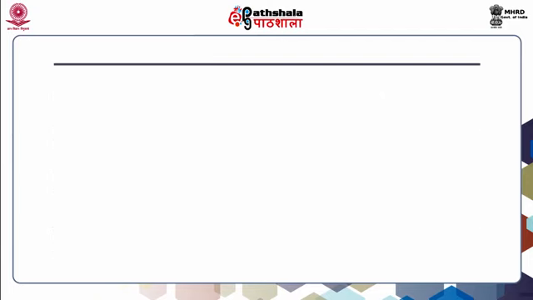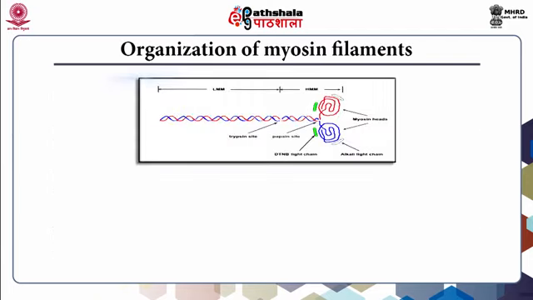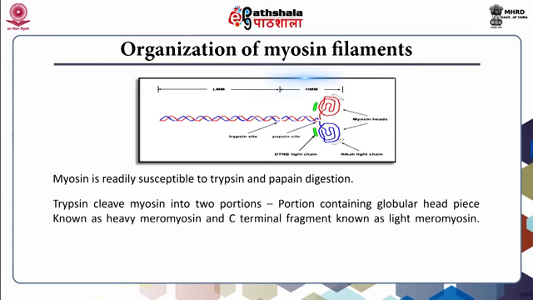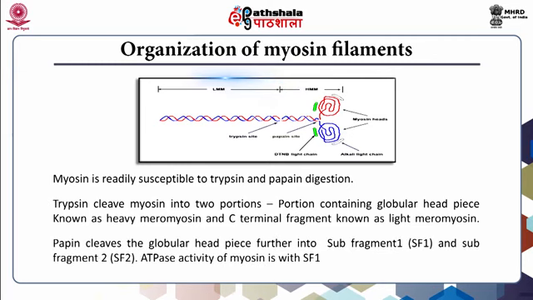Let us see how the organization of myosin filaments takes place. Myosin is readily susceptible to trypsin and papain digestion. Trypsin cleaves myosin into 2 portions. The portion containing the globular headpiece is known as heavy meromyosin and the C-terminal fragment is known as light meromyosin. Papain cleaves the globular headpiece further into subfragment 1, that is SF1, and subfragment 2, that is SF2. ATPase activity of myosin is with SF1.